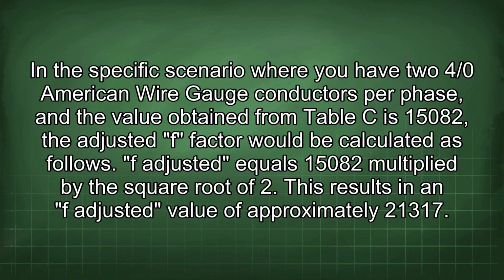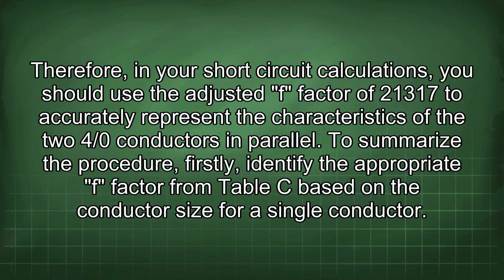In this specific scenario where you have 2 4/0 American wire gauge conductors per phase, and the value obtained from Table C is 15,082, the adjusted F-factor would be calculated as follows. F adjusted equals 15,082 multiplied by the square root of 2. This results in an F adjusted value of approximately 21,317. Therefore, in your short-circuit calculations, you should use the adjusted F-factor of 21,317 to accurately represent the characteristics of the 2 4/0 conductors in parallel.